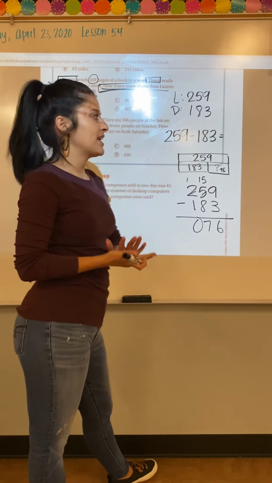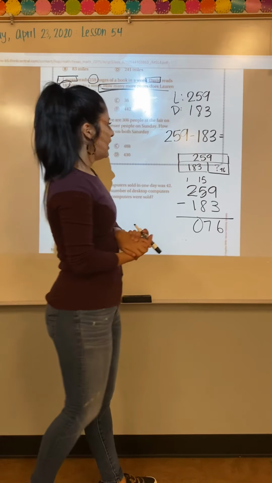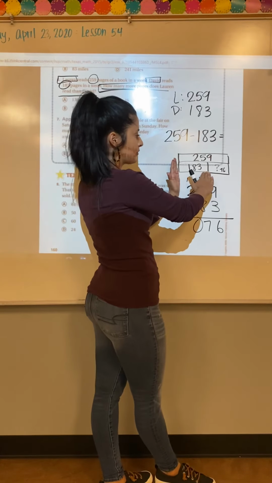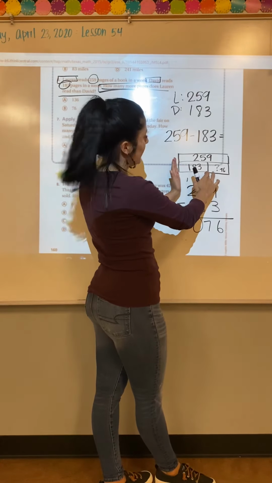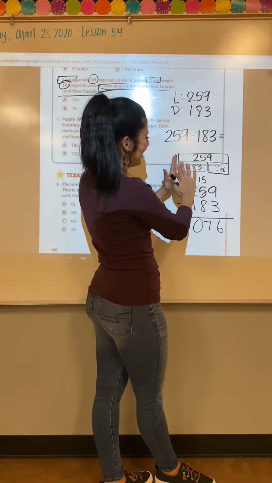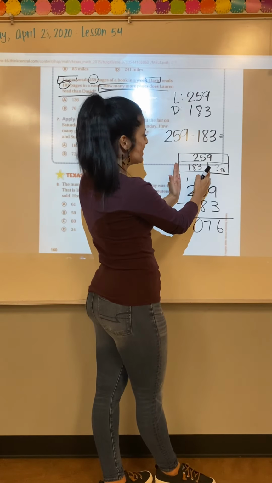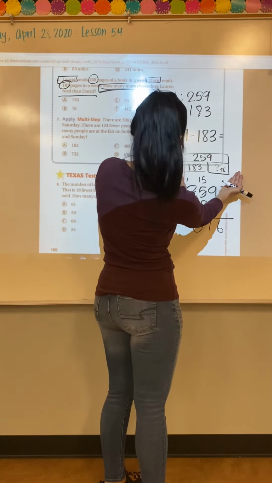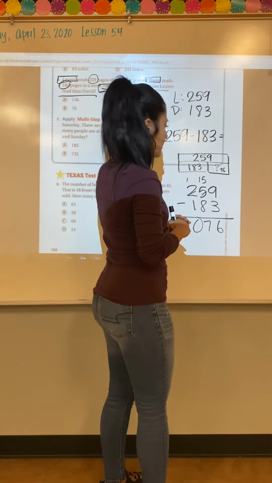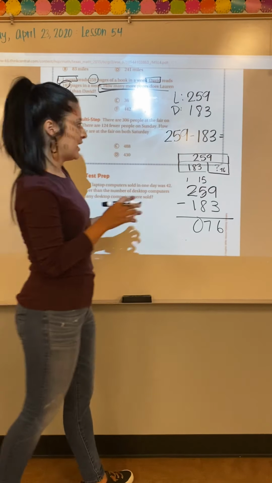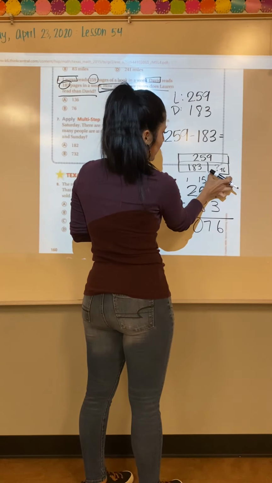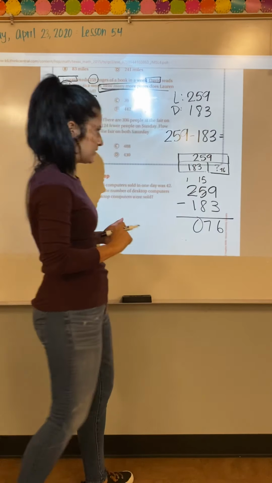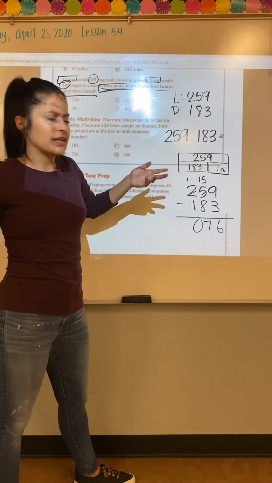I'm going to plug it in my strip diagram, and I'm going to ask myself, is it reasonable? Does this make sense? If David read 183 and 76 more pages gets me to Lauren's number of 259, did we subtract correctly? Meaning, is this part and this part together, is 183 plus 76 equal to 259? Sorry about that. I don't know what I was thinking when I was talking.